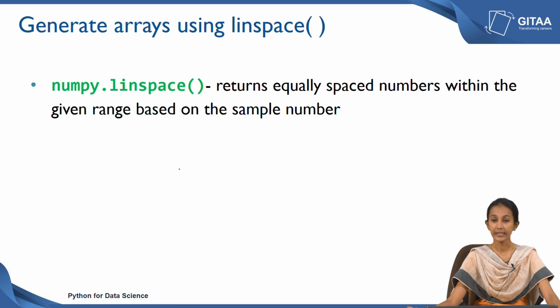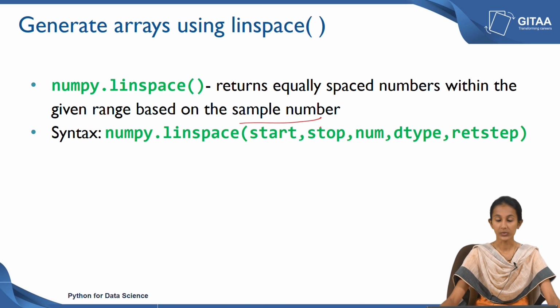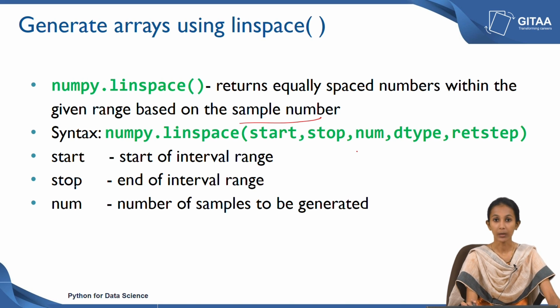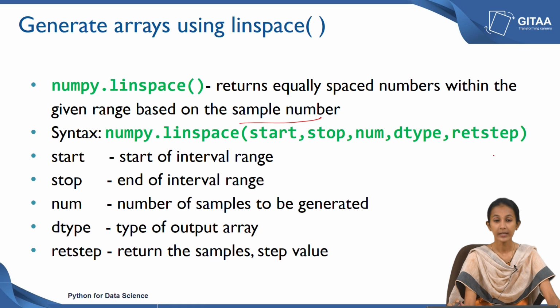It returns equally spaced numbers based on the sample number. The syntax is numpy.linspace. First is start, the start of the interval range; next is stop, the end of the interval range; next is num, the number of samples to be generated. So, if you wanted to generate 100 samples, then you can specify num equal to 100. Next is dtype, the type of the output array. Then retstep: the last one returns the samples as well as the step value which has been incremented.